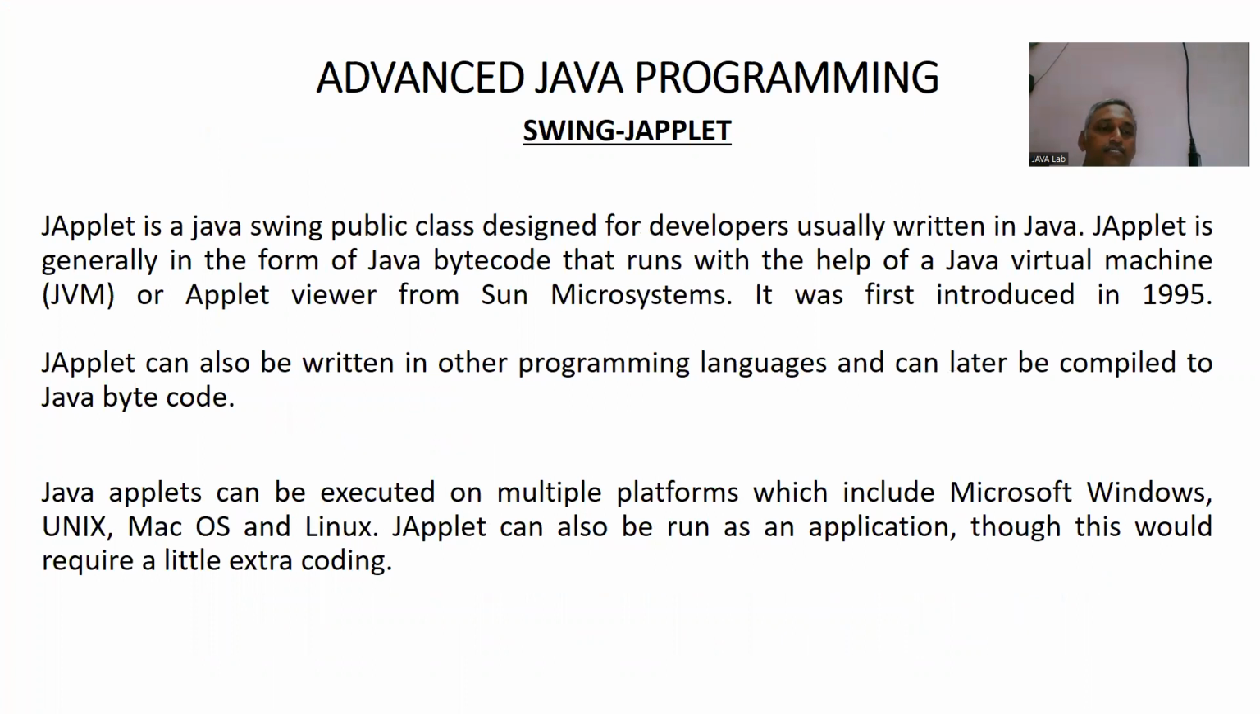JApplet is a Java Swing public class. It's designed for developers, usually written in Java. JApplet is generally in the form of Java bytecode that runs with the help of the Java Virtual Machine, the JVM, or Applet Viewer from Sun Microsystems. It was first introduced in 1995. JApplet can also be written in other programming languages and later compiled to Java bytecode.